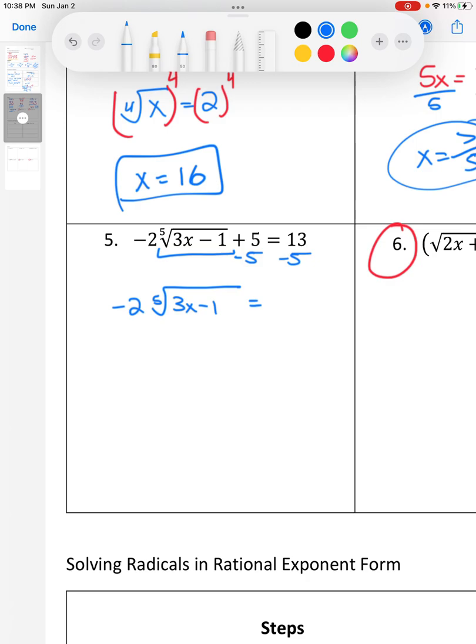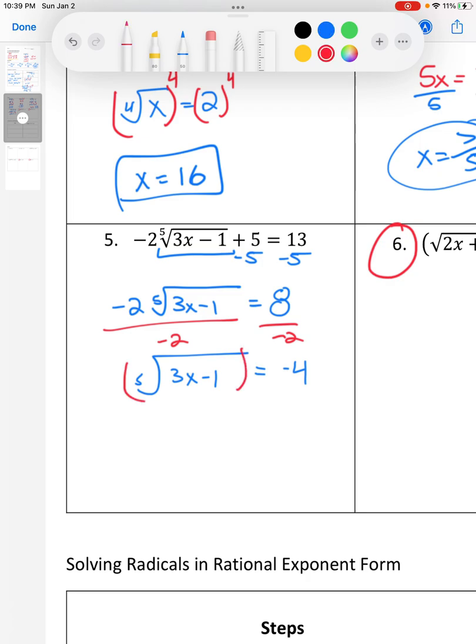So we get 8. Then we're going to divide by negative 2. So we get negative 4. So now we need to have negative 4 to the exponent of 5. What happens when we have an odd exponent and a negative? Well, it ends up still being negative.